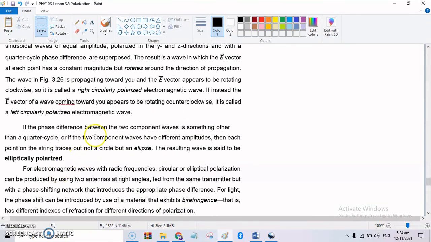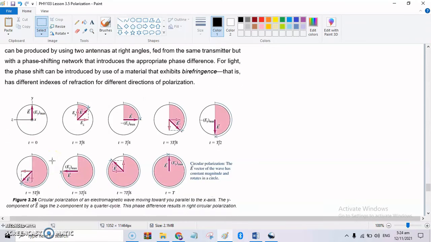If the phase difference between two component waves is something other than a quarter cycle, or if the two component waves have different amplitudes, then each point on the string traces out not a circle but an ellipse. The resulting wave is said to be elliptically polarized.